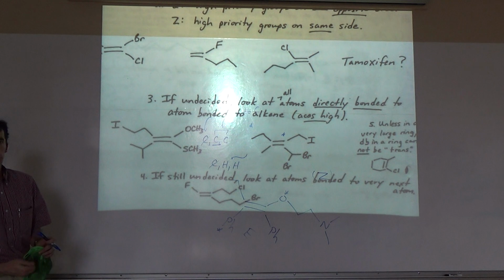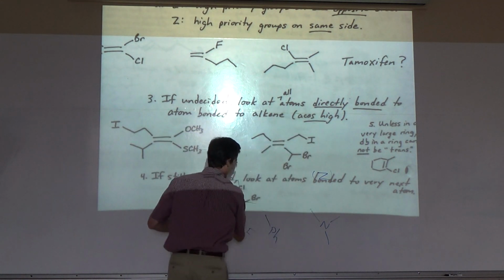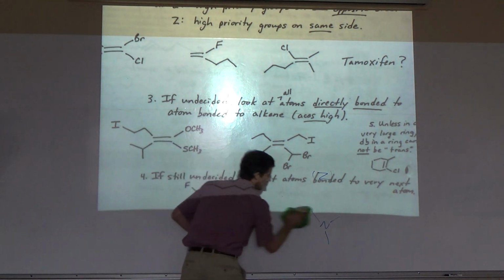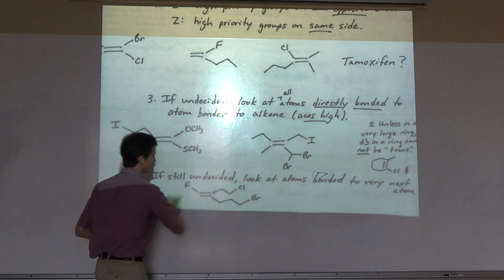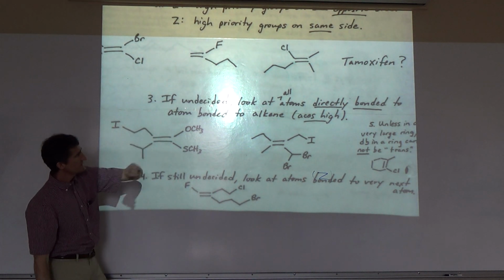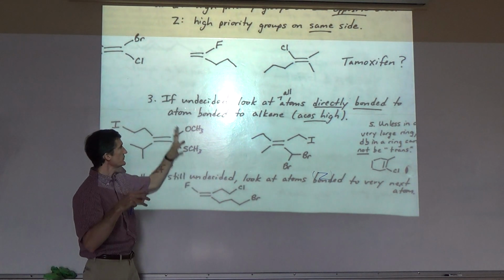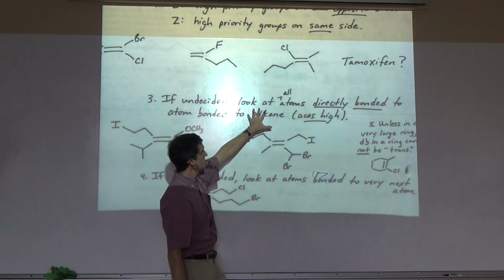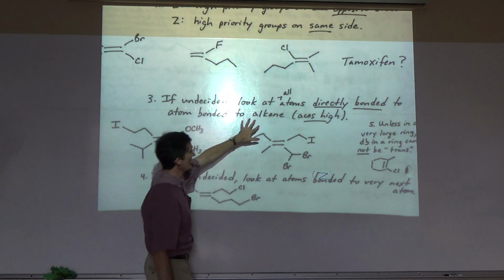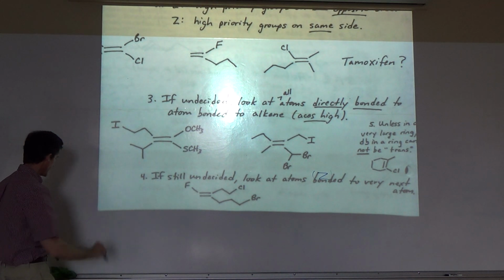Okay, let's do some more examples of E and Z. Particularly when you have to sort of keep going out the chain, like we did with that tamoxifen example. Well, sort of already said this, but if the first atom is both the same, that is, if you're undecided, we have to then look at all atoms directly bonded to the atom bonded to the alkene. That's what we just did with tamoxifen. Let's do that again here.